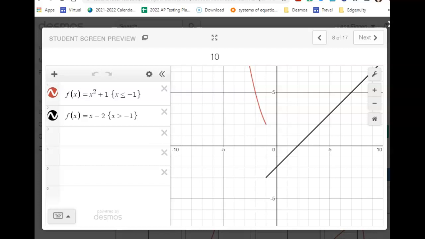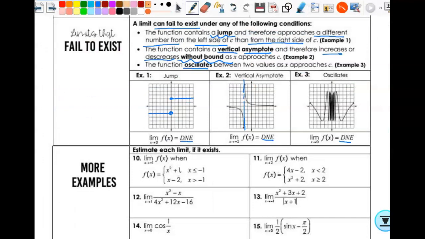So on 10, we want the limit as x approaches -1. So here's -1. I'm approaching from the left, I get to 2. I approach from the right, I get to -3. So what's my answer if I'm approaching two different things? Does not exist. So that's the answer to number 10, does not exist.